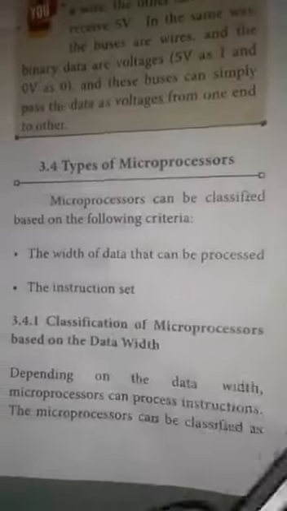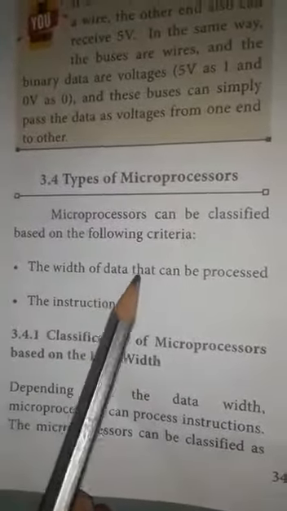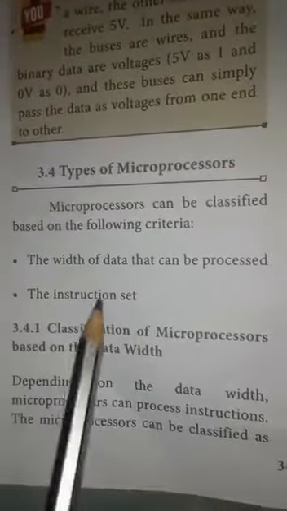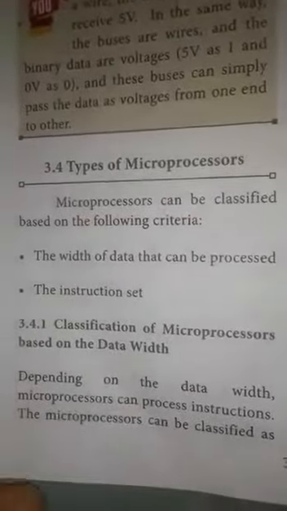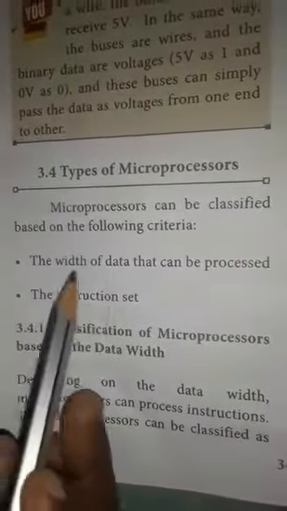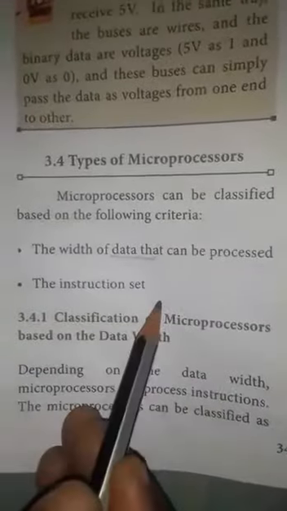Next, types of microprocessor. Microprocessors can be classified based on the following two criteria. First one, the width of data that can be processed. Next one, the instruction set.